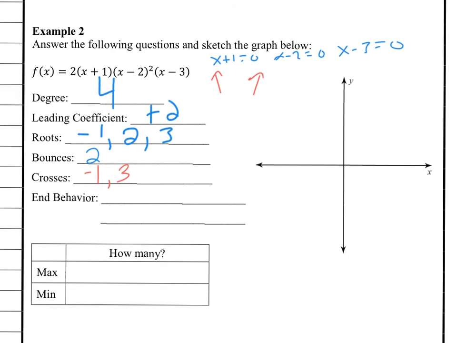So now we need to make our sketch. Try and make this as even as possible. So 1, 2, 3, 4. 1, 2, 3, 4, 5.